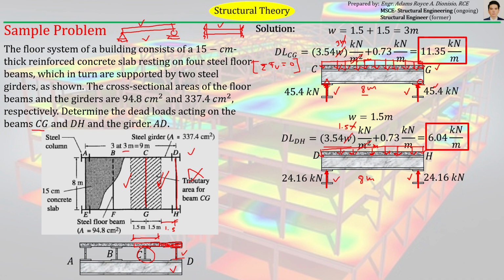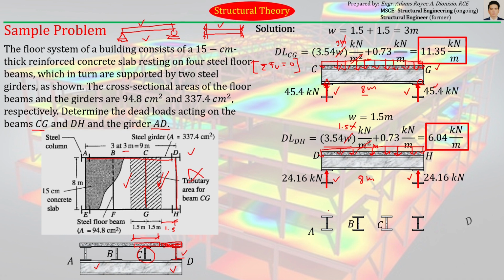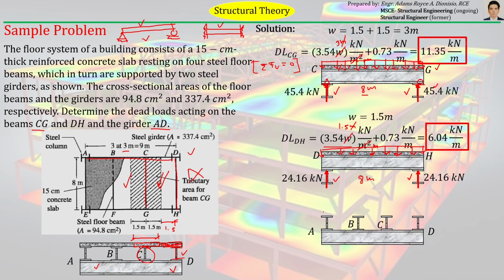So, lastly, are the forces or the dead loads being carried by girder AD. So, let's draw girder AD first. Here is girder AD, and it supports the loads coming from the 4 floor beams at points A, B, C, and D. So, the loads being carried by girder AD are the loads coming from this floor beam, this floor beam, this floor beam, and this floor beam, in addition to its own weight. Okay, so in addition to the weight of the floor girder AD, it also carries concentrated loads or point loads coming from the 4 beams connected to it.